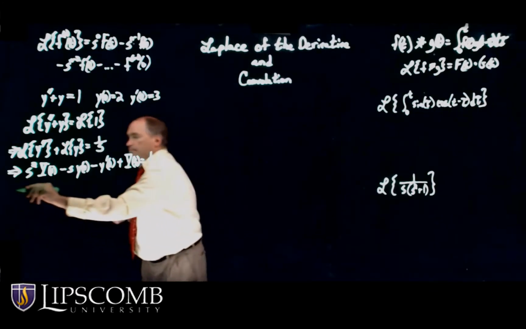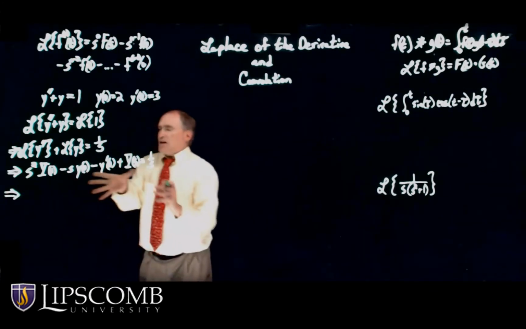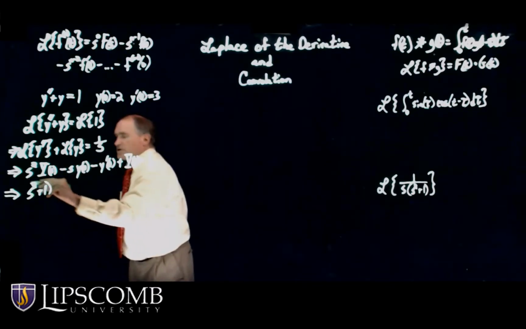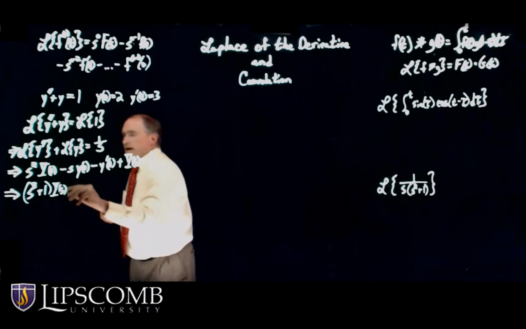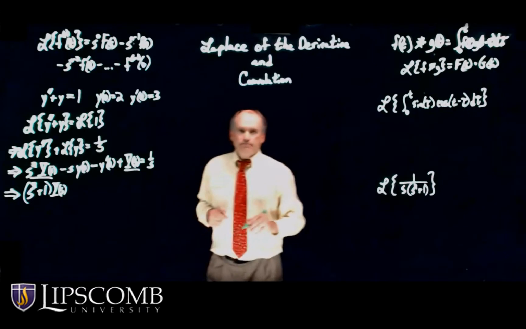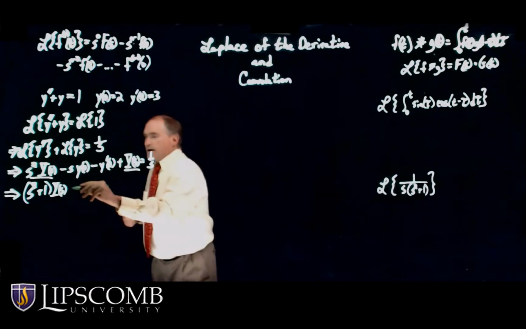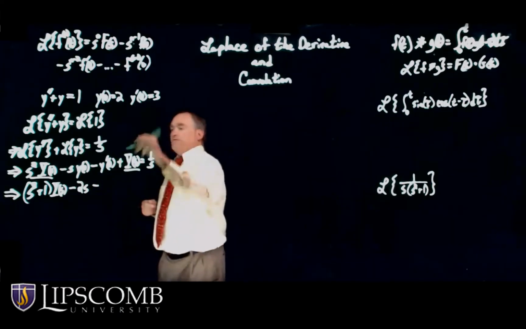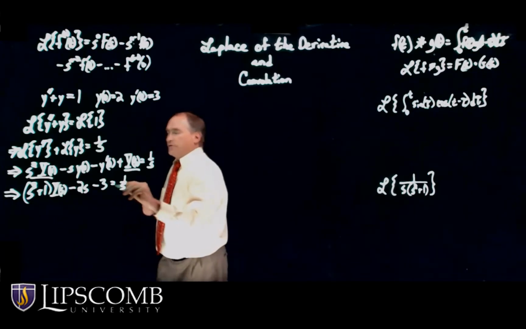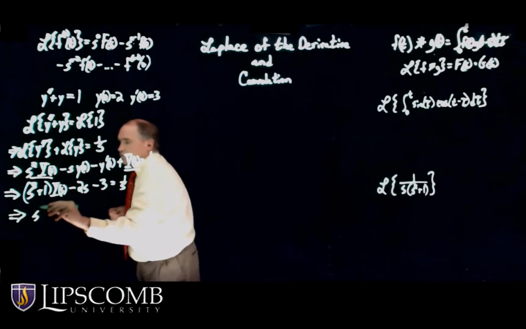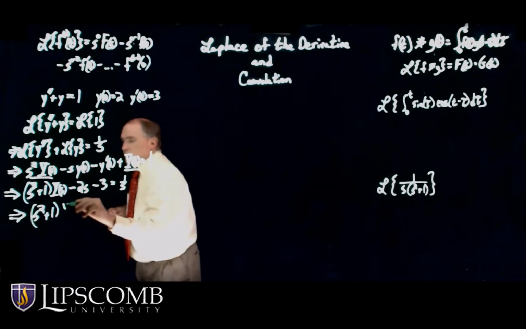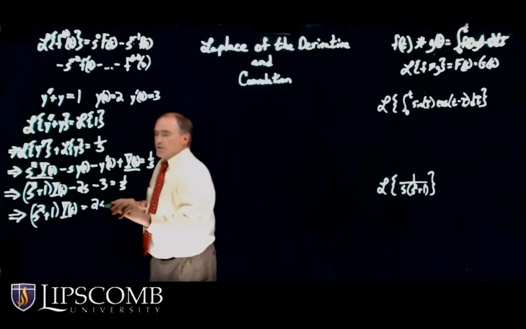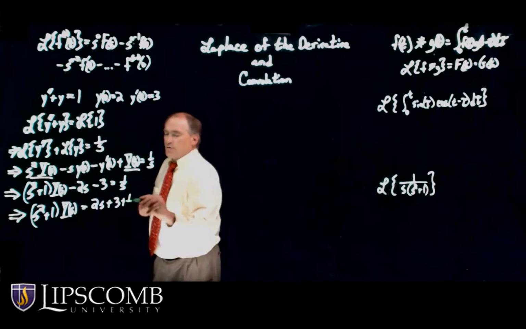So now let's plug in. Let's put together our Y of s's here. So I have s squared plus 1 times Y of s. That took care of that term and of that term. Now let's plug in. So I have minus s, well y of 0 is 2, so that'd be minus 2s. y prime of 0 is 3, so minus 3. Then equal to 1 over s. So I get s squared plus 1 times Y of s equals, take this over the other side, 2s plus 3 plus 1 over s.